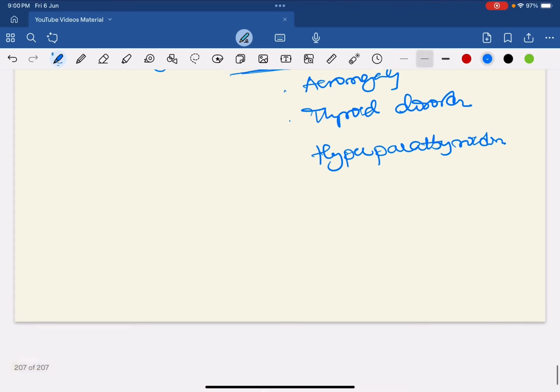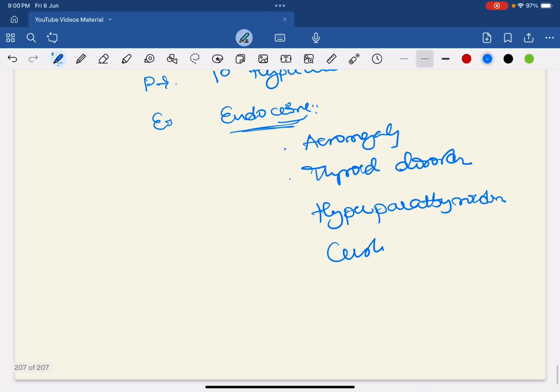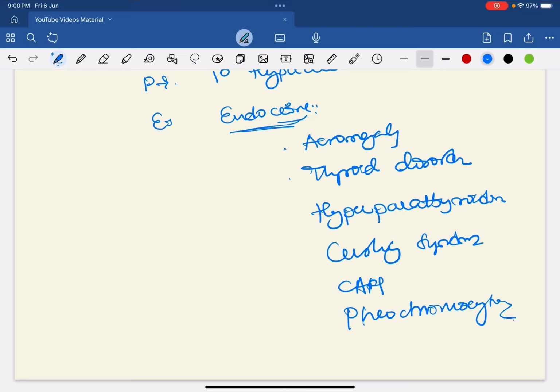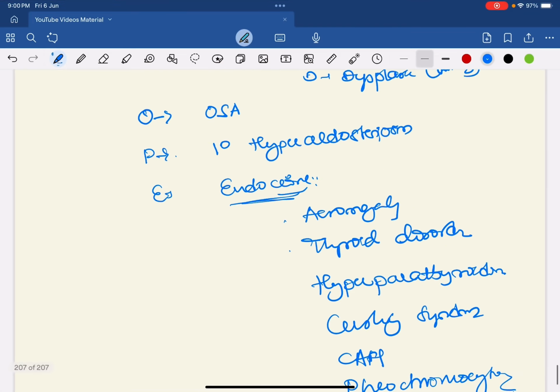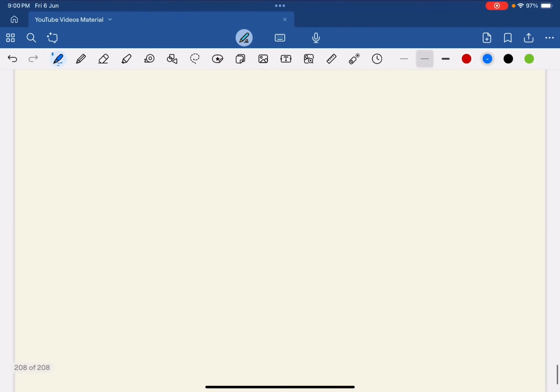Then what else we have? Cushing's syndrome. Coming to congenital adrenal hyperplasia. Then one more adrenal pathology is pheochromocytoma. So these are all the endocrine causes for secondary hypertension. E also stands for ethanol.